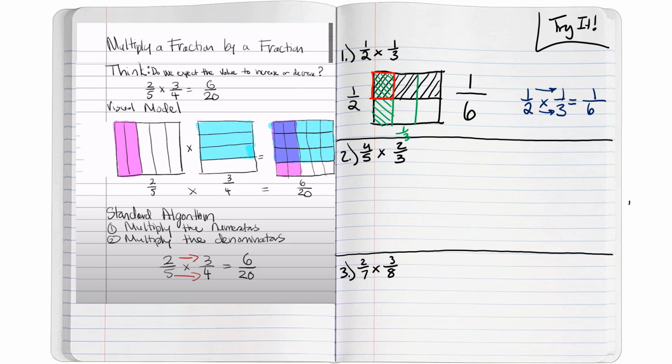The next problem is asking me to multiply 4/5 times 2/3. So let's do the model first. I'm going to set up my grid, or I should say I'm going to set up my unit square. I'm going to say that's worth 1. This rectangle is worth 1. Rectangle is a better word for it. There we go. All right, so first I need to do my 4/5.